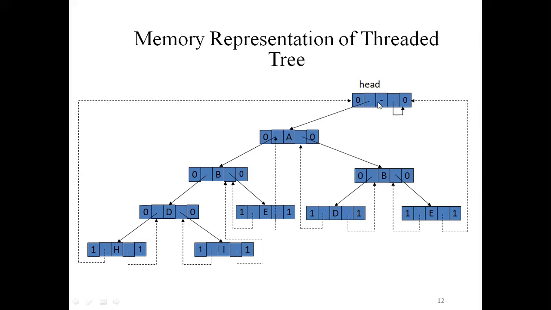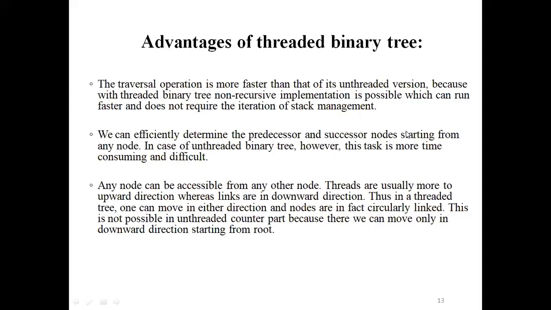We need to introduce a head node just to avoid these two dangling pointers, so that they will get some address to store instead of just null. So that's why the head node is introduced, but the head node is not an actual data node. That's why the data field is 0, and the whole binary tree, or threaded binary tree, will act as the left subtree of your head node. So it will be added to the left side of your head node, and for the right side it will point back to itself. So this thing you have to keep in mind.